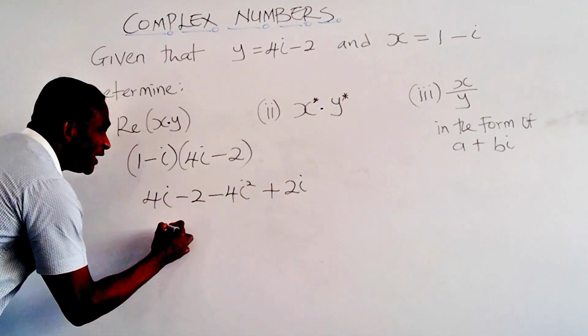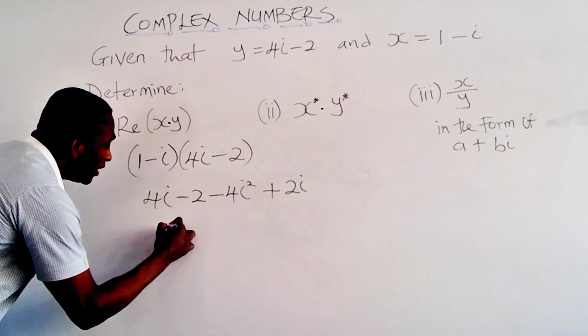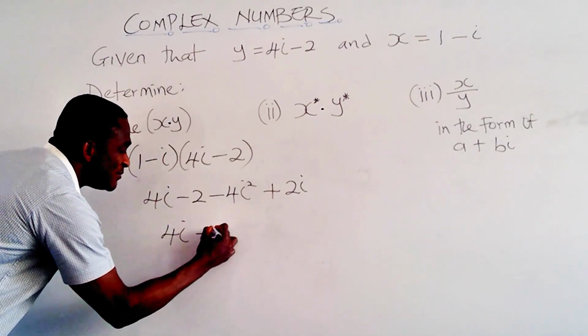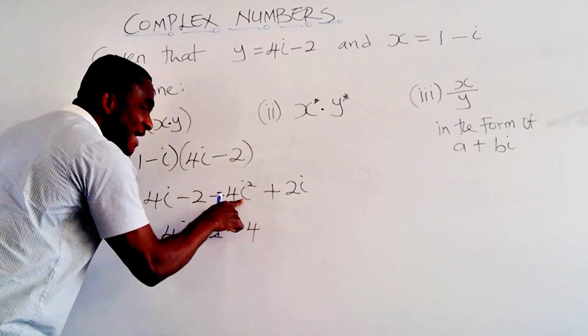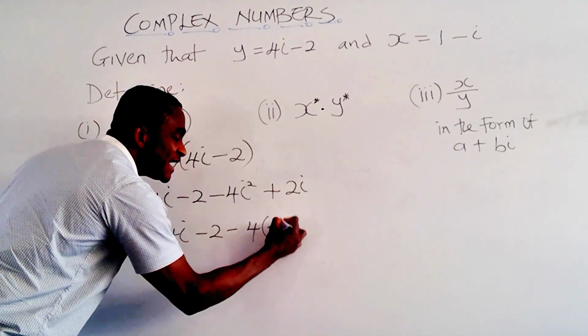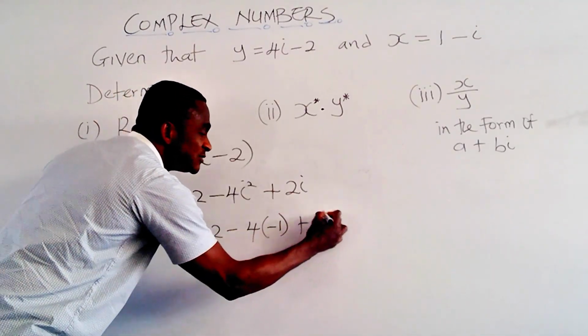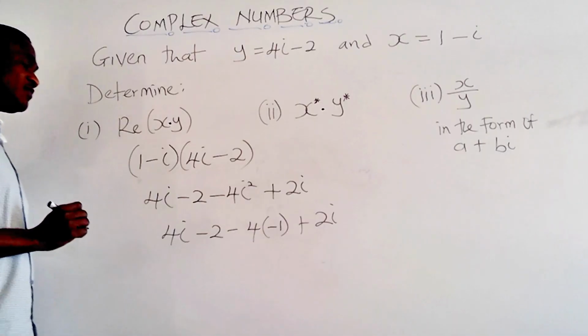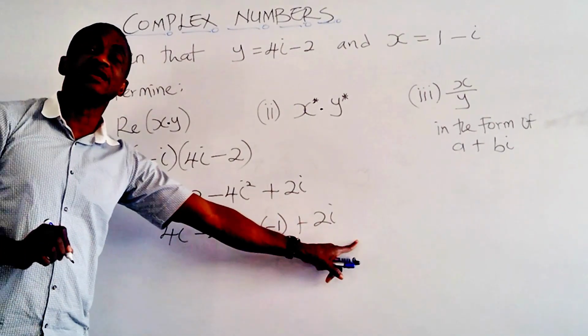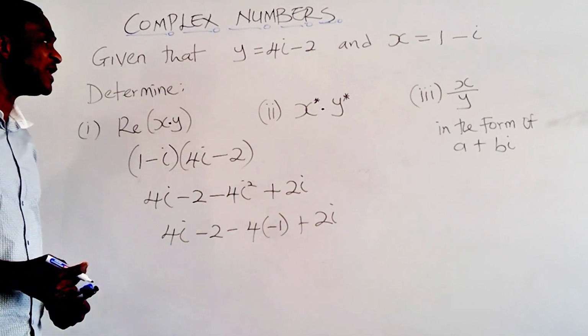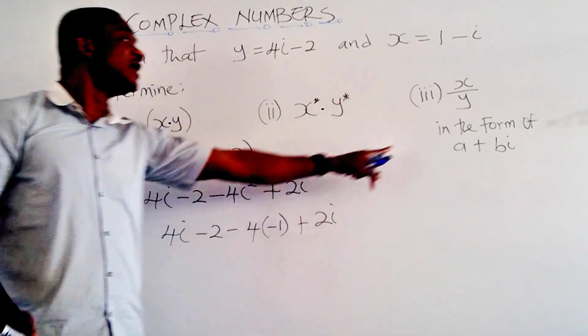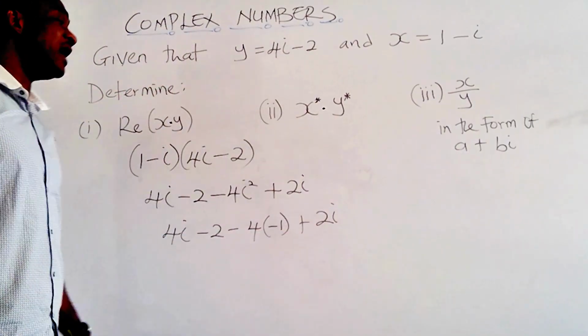Simplifying going forward, let's go one step more. We have 4i minus 2 minus 4i squared, where i squared is replaced with negative 1, plus 2i. No need to put root of negative 1 here, we want it in the form of a plus bi.